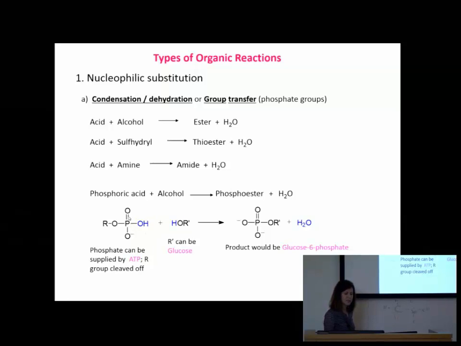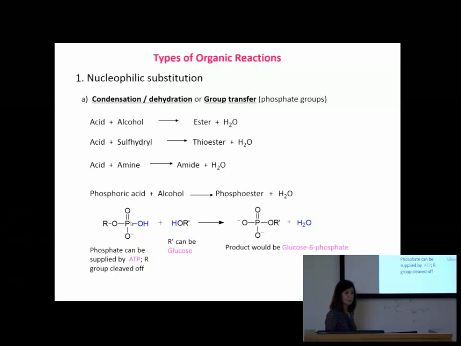4 oxygens around it. The oxygens are electronegative. That means they're bullies for the bonding pair electrons. So look at all these electrons that are around this phosphorus are away from the phosphorus. That makes it partially positive. All right? So this phosphorus is partially positive because the oxygens around it are pulling the electrons away.